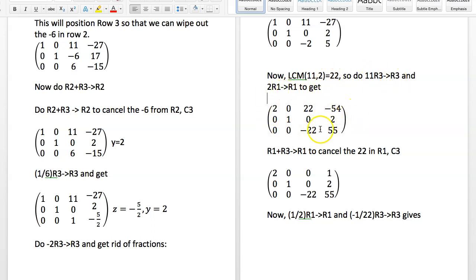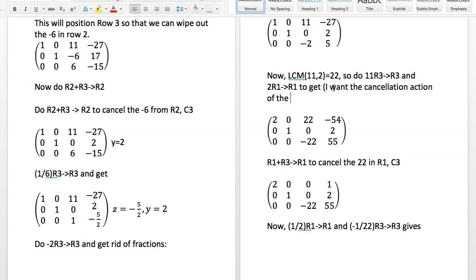and I get this. Why did I do that? To get 22 here and neg 22 here. I want the cancellation action of the positive 22 and the neg 22. That's why I'm doing this. Now the non-trivial put call is going to be row 1. Any non-trivial put call that I do will be put in row 1, right?